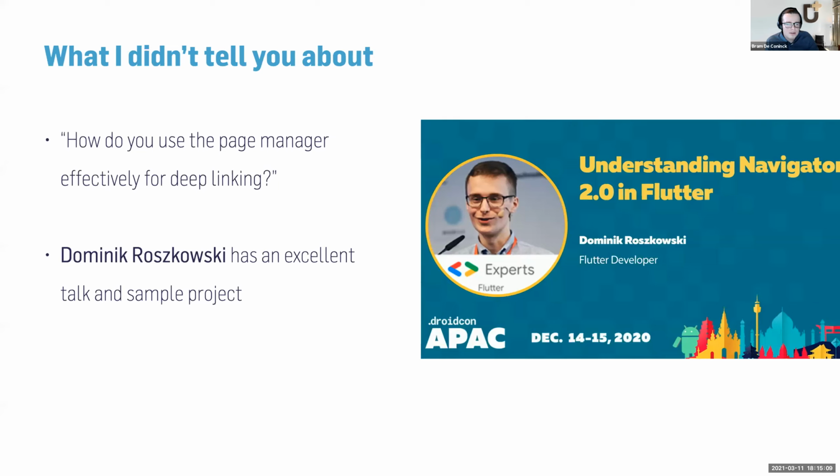So what I didn't tell you about, I told you that one of the things that Navigator 2.0 fixes is that it's easier to manipulate the backstack. And I wasn't really able to show this to you with the current example. So for example, how we can use it effectively for deep linking. Well, there is a person called Dominik Roskowski. He's really nice. He's a Google developer expert in Flutter. And at DroidCon at the end of last year, he also gave a talk about Navigator 2.0 in Flutter. So I highly recommend to check that out for some great examples on how you can manipulate the backstack effectively.